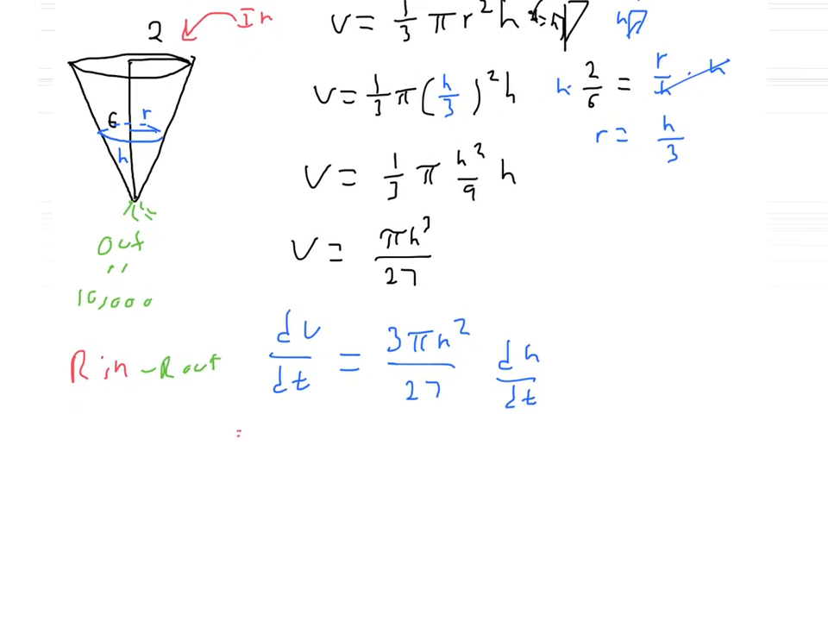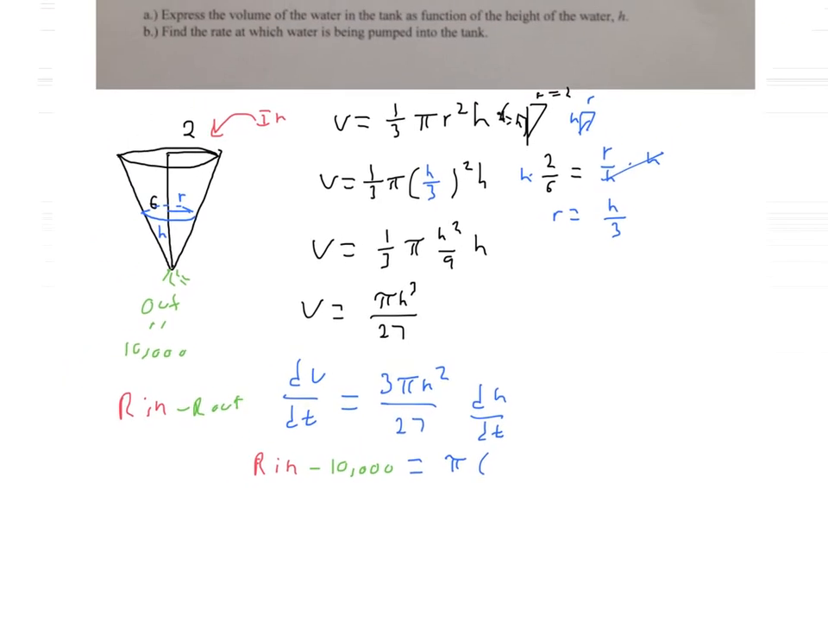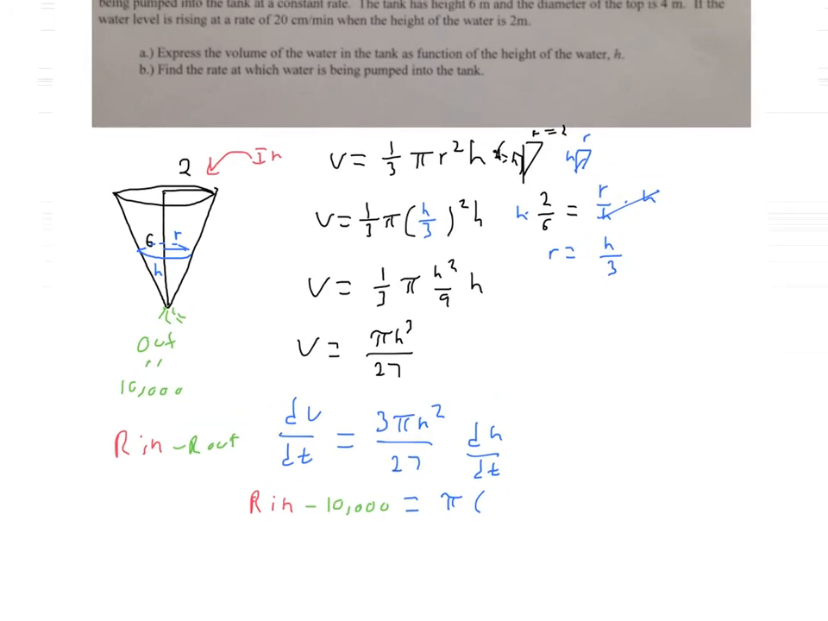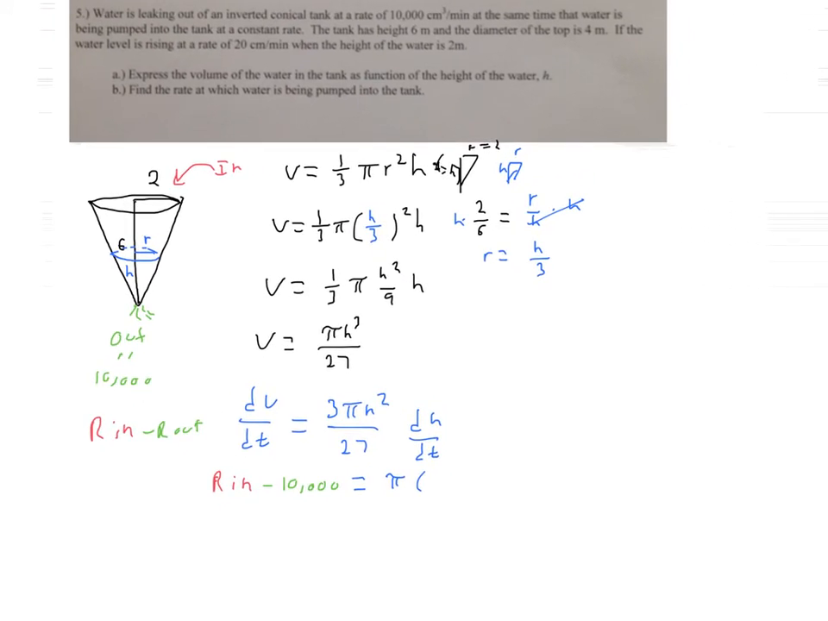So what is the rate in? Well, the rate in minus 10,000 is equal to 3 over 27 reduces, so we have pi, and this reduces to 9. H is 2. dH dt is what we're looking for. Oh no, we know dH dt. So dH dt is 20.